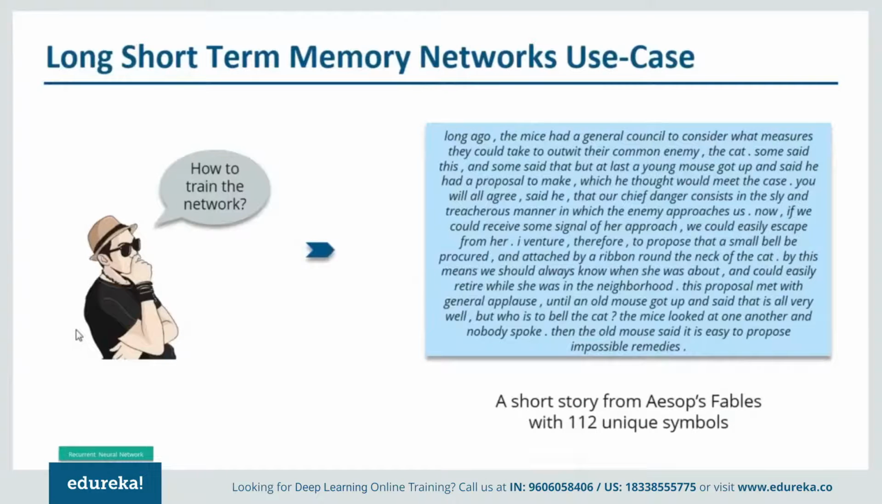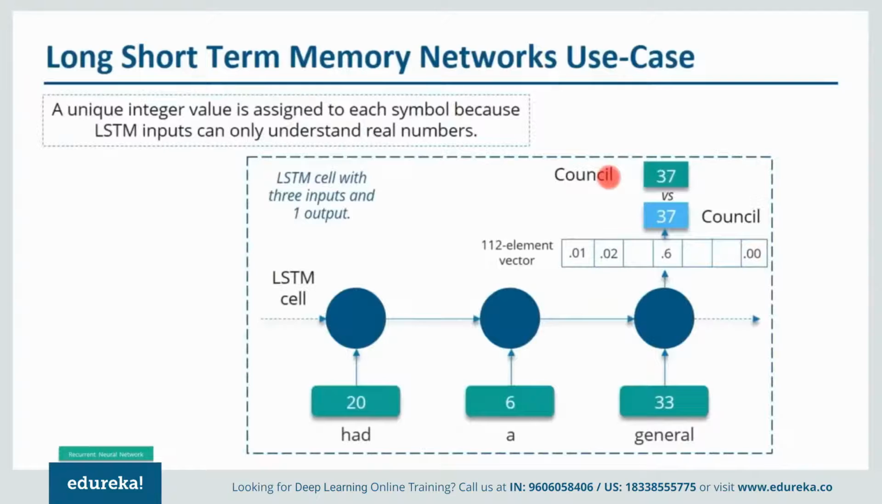So we'll be training our LSTM to predict the next word using a sample short story that you can see over here. All right, so it has basically 112 unique symbols. So even comma and full stop are considered as symbols. All right, so this is what we are going to train it on. So technically, we know that LSTMs can only understand real numbers. All right. So what we need to do is convert these unique symbols into a unique integer value based on the frequency of occurrence. And like that, we'll create a dictionary.